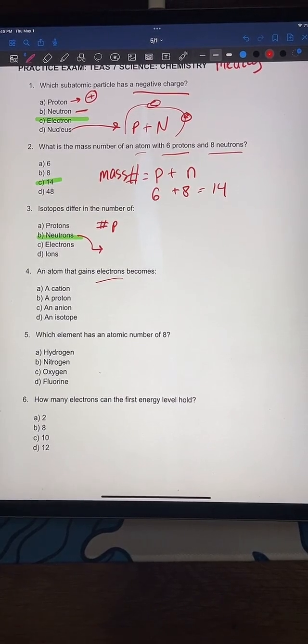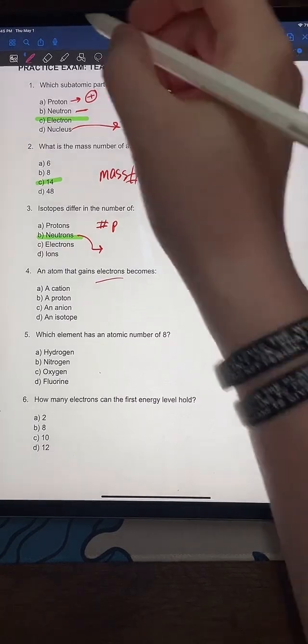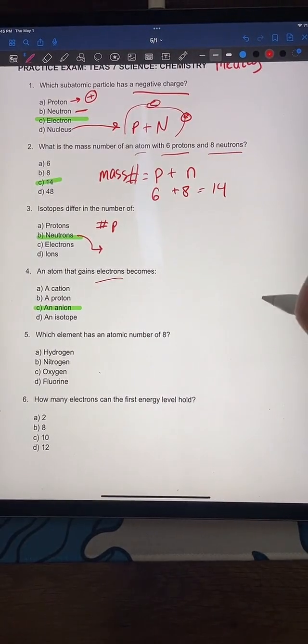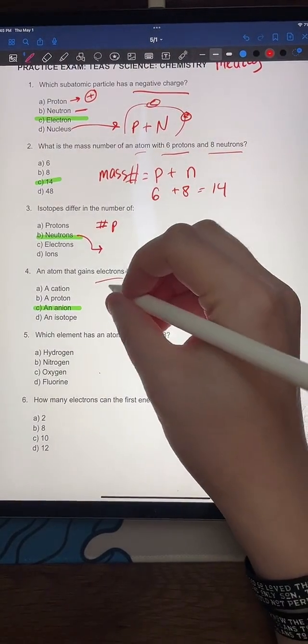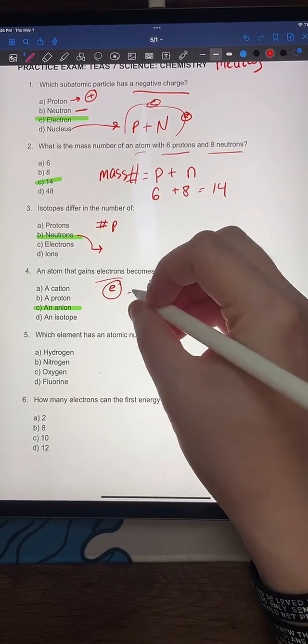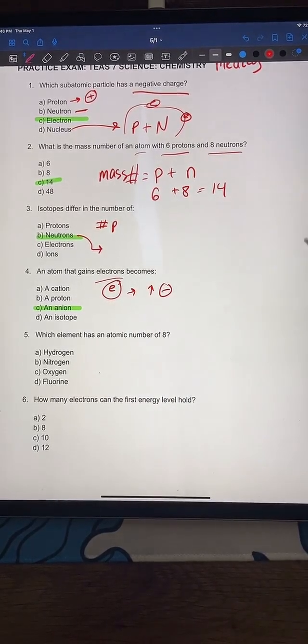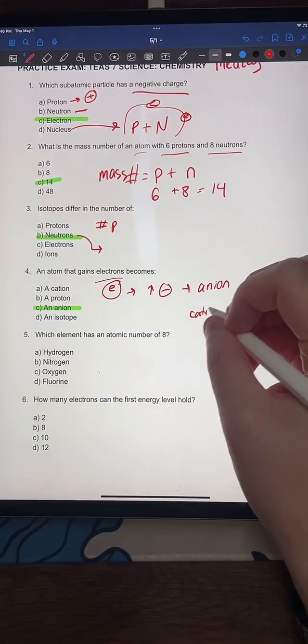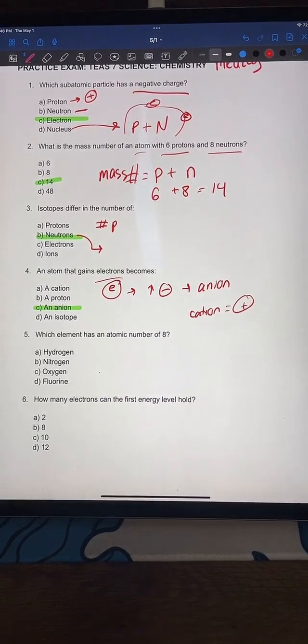We're on to number 4 now. An atom that gains an electron becomes. Awesome, awesome. It is C. It is an anion. So when you gain electrons, again, electrons are negative. So when you get more of them, you become more negative. And when you are more negative, you are considered an anion. The opposite is a cation, which is positive.